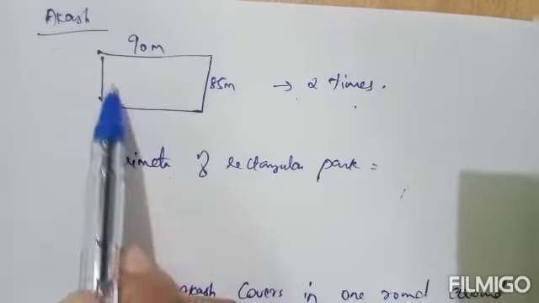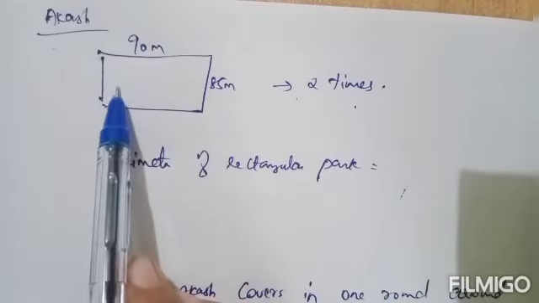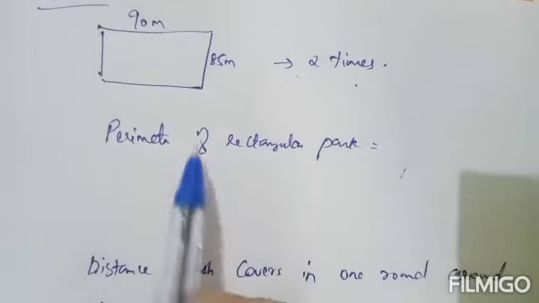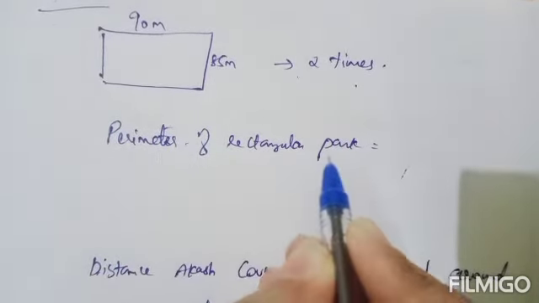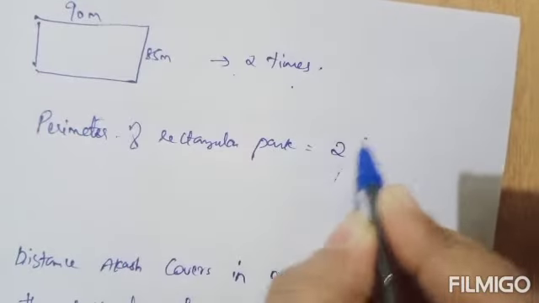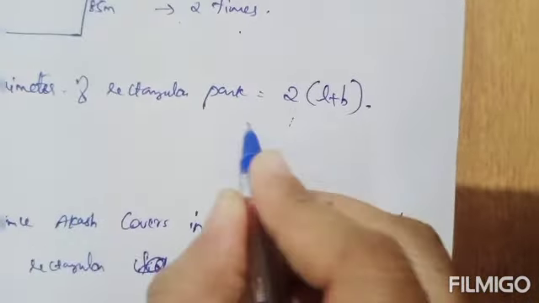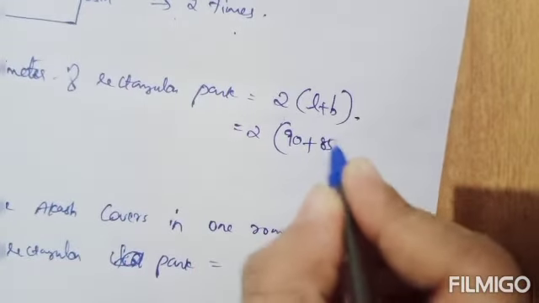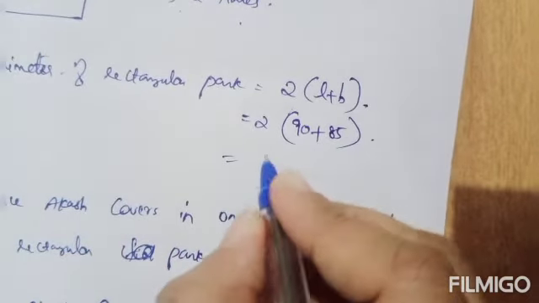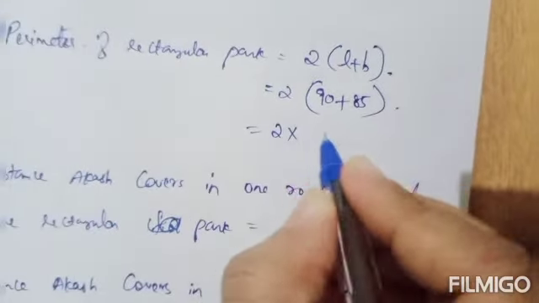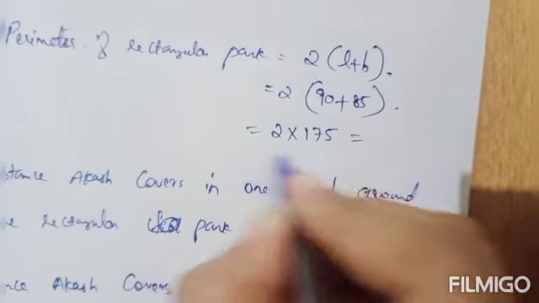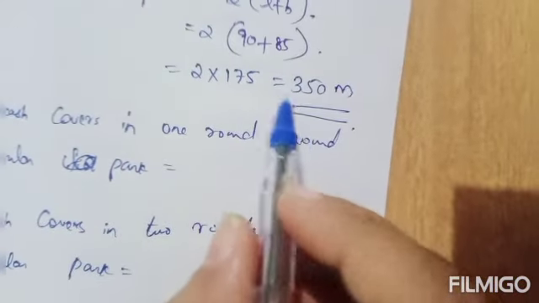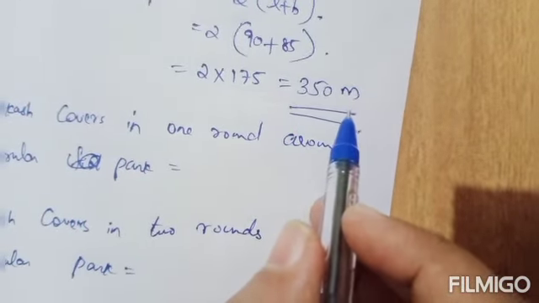Okay, so in order to find the distance covered by Agash, if he jogs around this rectangular park 2 times, what do you need to find first? Perimeter of the rectangular park. Perimeter of rectangle formula you know, 2 into (L plus B). That is 2 into (length 90 meter plus breadth 85 meter). So 2 into 175. You will get 350 meter. So the perimeter of the rectangular park is 350 meter.